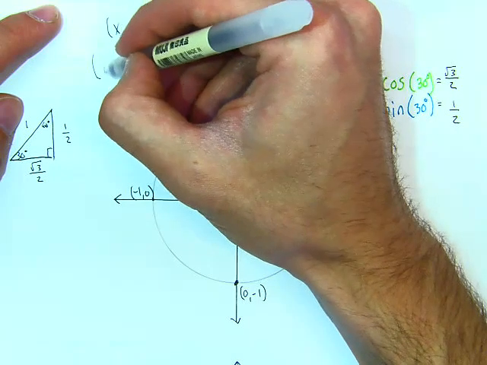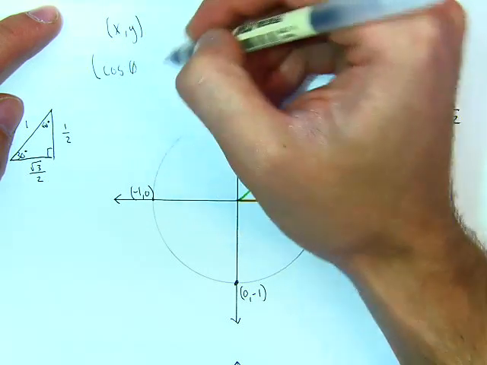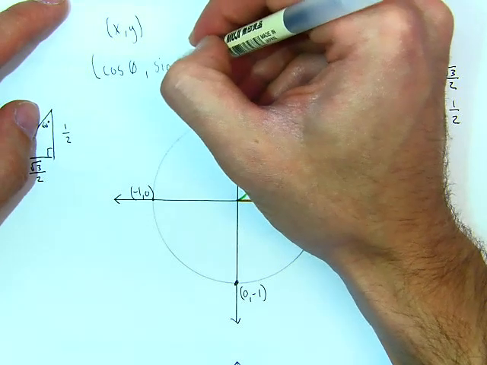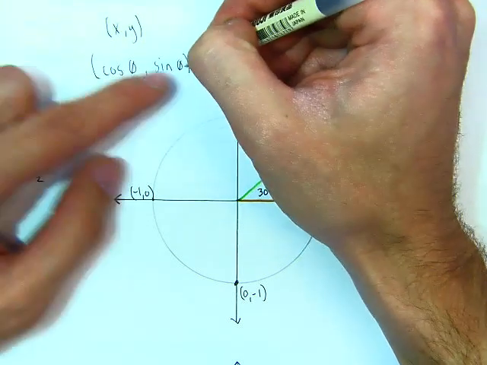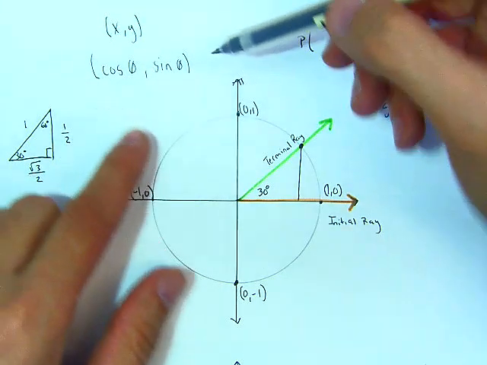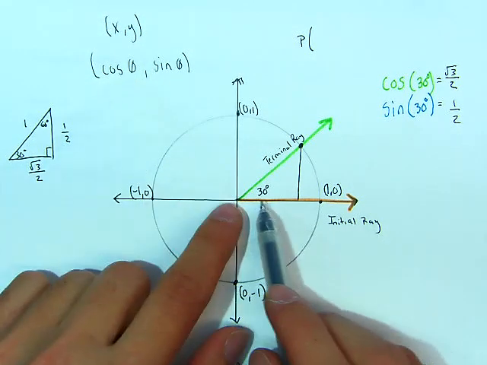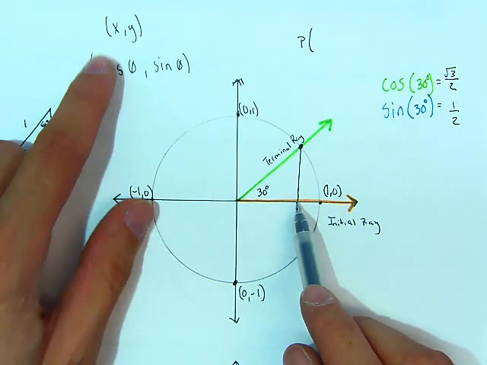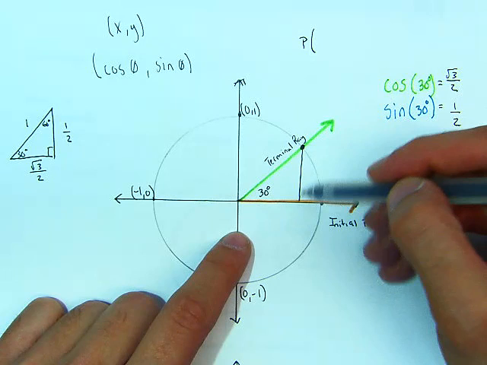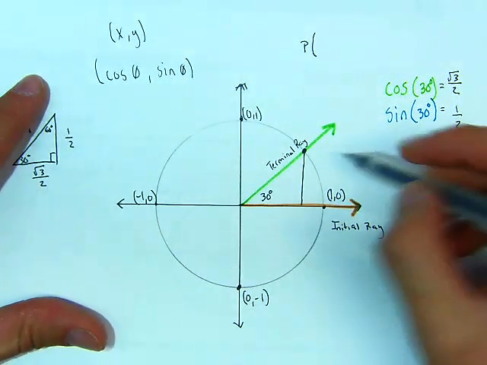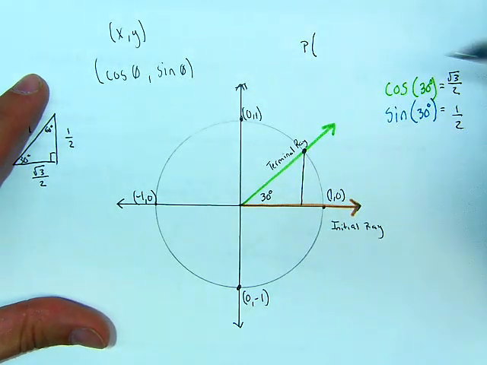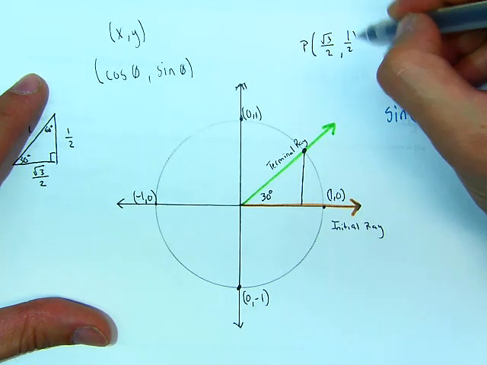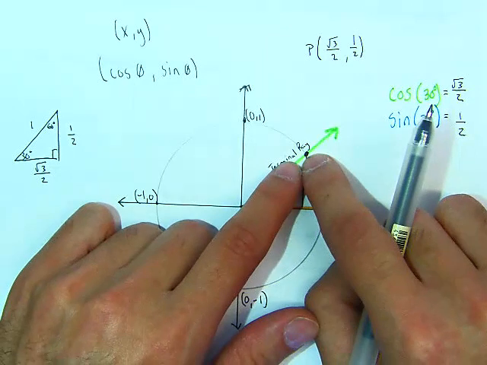From now on, we're going to say cosine of theta represents the x value, and sine of theta represents the y value. Because if you think about it, this distance is cosine theta, the x value. The sine of theta is the y value. So this point is (square root of 3 over 2, 1/2). That is the position of this point.